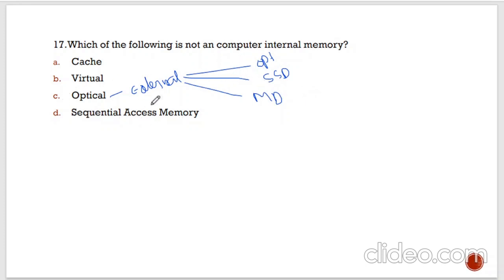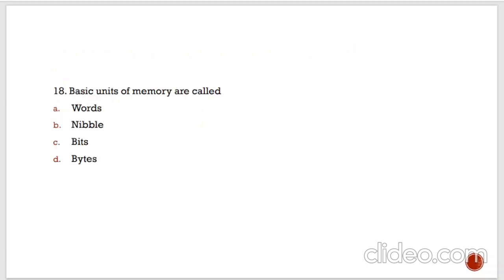Next, sequential access memory. Sequential access memory is also internal memory. We shall discuss sequential access memory and what is virtual memory in the coming questions. So optical memory is not considered as computer's internal memory.